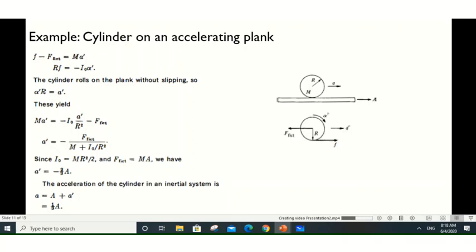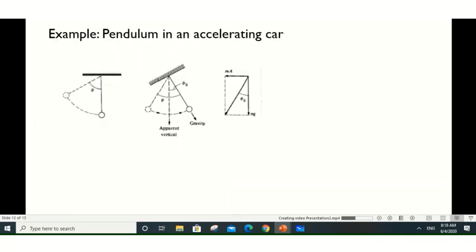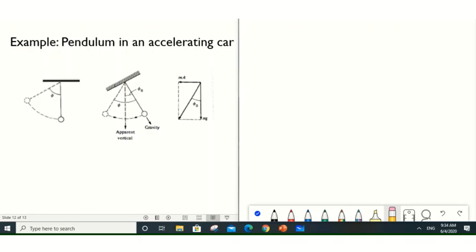The next, third example, is a pendulum in an accelerating car. For this, consider again the car and weight on the string as seen in example 1, but now assume that the car is at rest with the weight hanging vertically. As you can see, the apparent vertical weight is there. The car suddenly accelerates at a rate capital A. This problem is to find the maximum angle phi through which the weight swings. So phi is larger than the equilibrium position, due to the sudden acceleration.